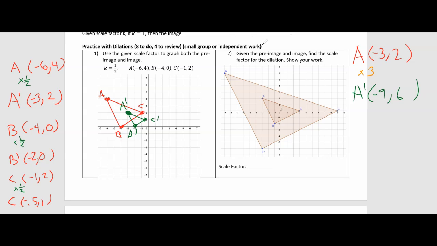So I actually don't need to check the other points here because I know it has to be the same. So if I find it for one, I found it for all. And my scale factor here again would be 3.